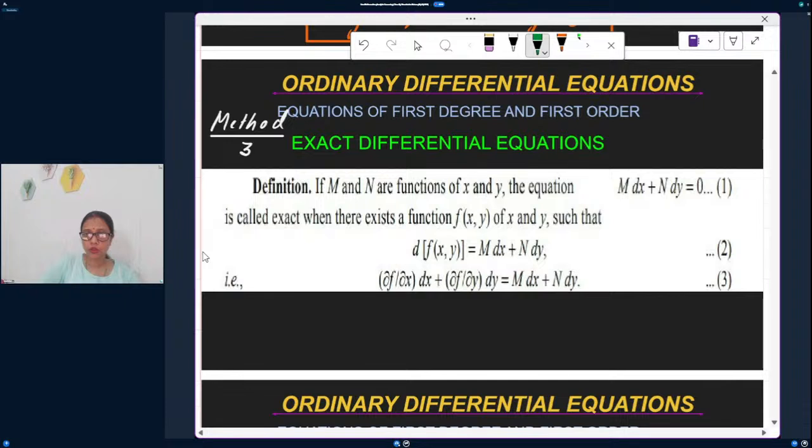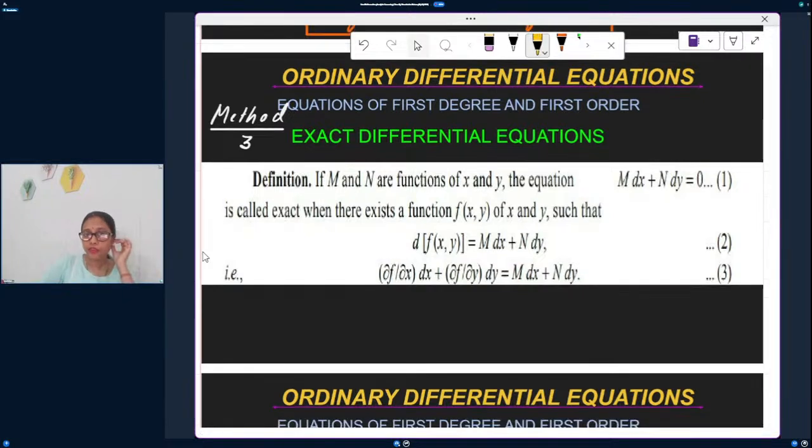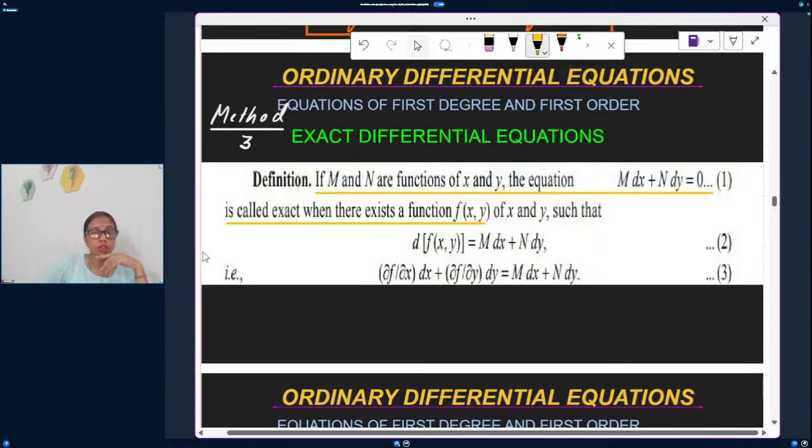If m and n are functions of x and y, the equation is called exact when there exists a function f of x and y such that d of f is m dx plus n dy. I know that you know the condition, if you have done exact differential equations: del m by del y is equal to del n by del x. That is there, but that's the second thing. That's the property that comes out from this. The actual definition is this part.